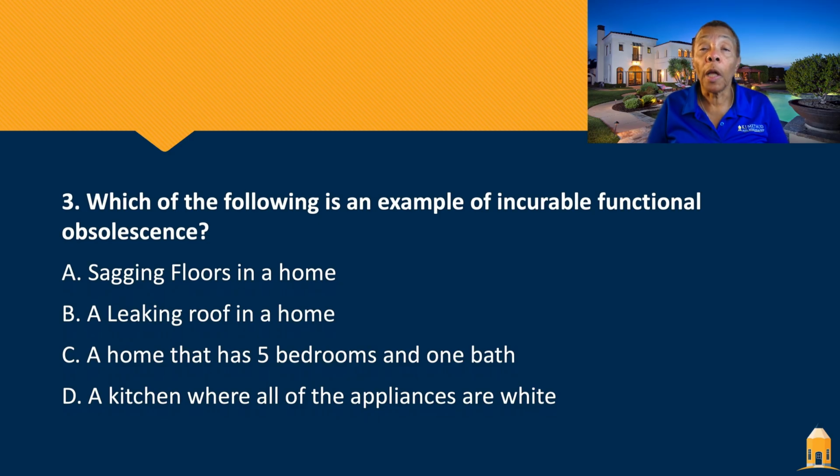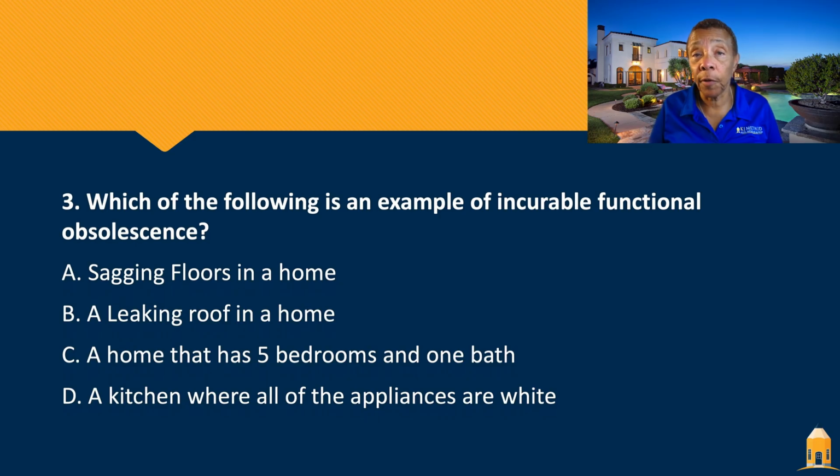All right, definition of functional is what? It means the houses were used that way before, but they're not used that way today, right? 5 bedrooms, 1 bath. Woo, no, we don't do that anymore, all right? White appliances, no, we don't do that anymore. Make sure you understand the difference between functional, physical, and economic.